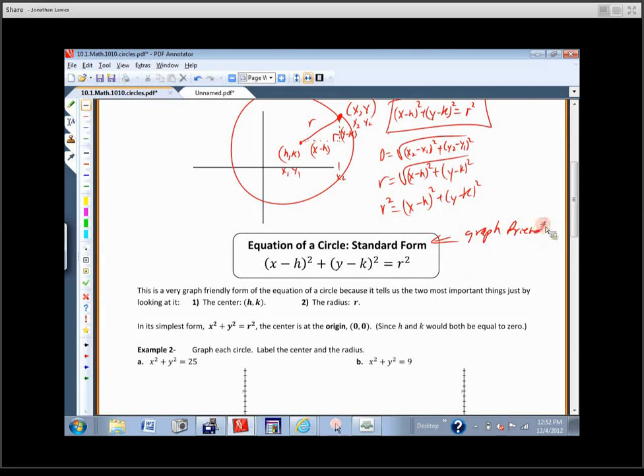In fact, if you're given an equation that looks like this, you immediately know where the center is and you know what the radius is. So the number sitting right there, if we take the whole thing, the negative h, it would be the opposite of negative h. That's going to be the x coordinate of the center. And whatever is with the y, the opposite of that is going to be the y coordinate of the center. And that right there is the square of the radius.